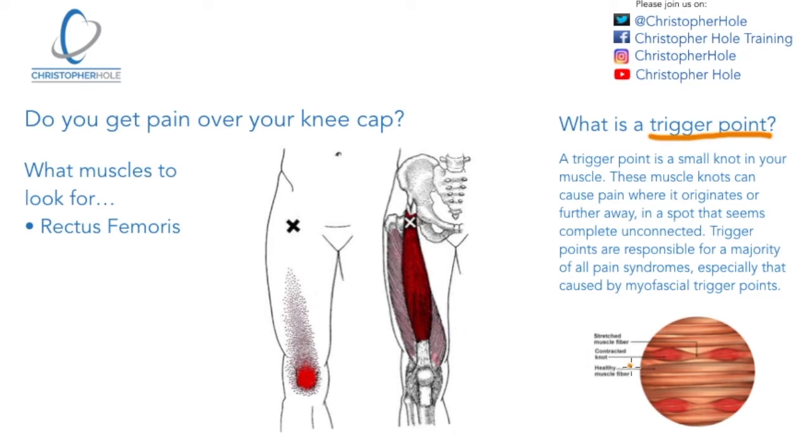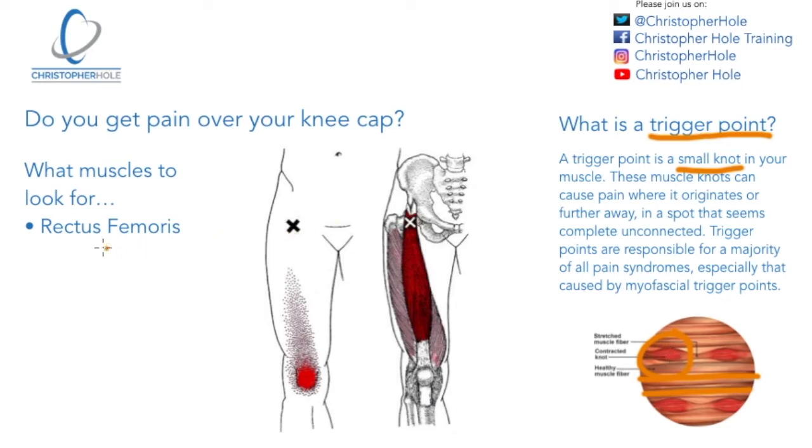So a trigger point, just quickly, is a small knot in your muscle. Now you can see down here, you've got all the little muscle fibers running across the muscle, but there are certain little junctions or parts of it where they get a bit clogged up and stuck together, and they don't move quite correctly, and they don't flatten out into their straight bands, if you will. So these are the parts of the muscle that we need to work on.